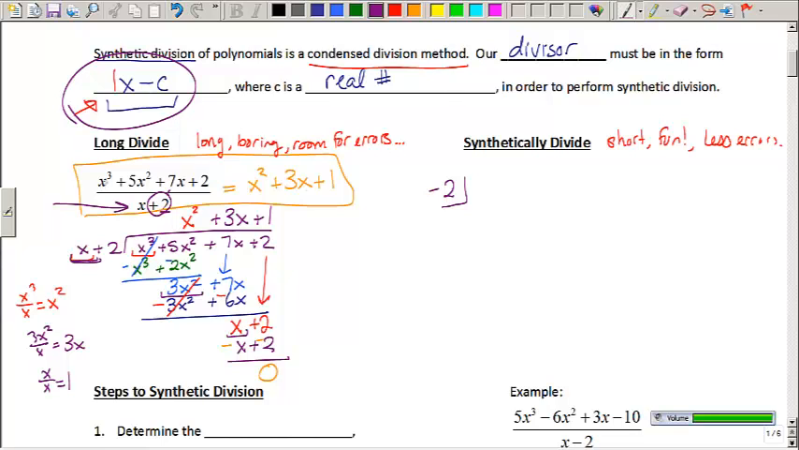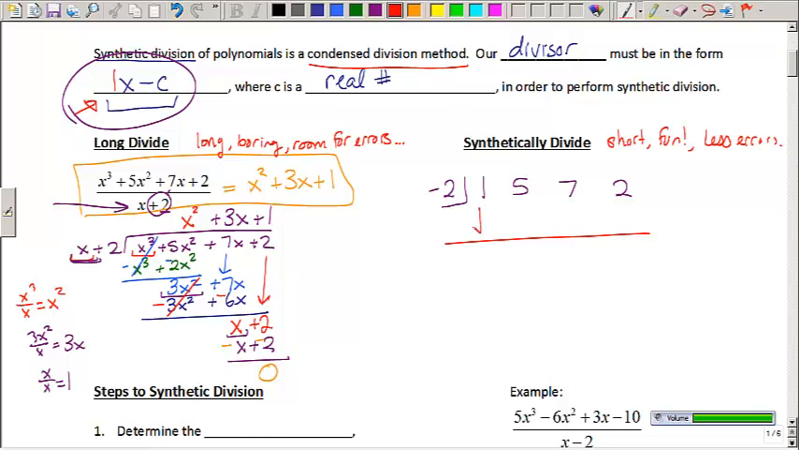Notice that after you take an x cubed and divide it by x, my answer was x squared. So my answer, I know, is going to be 1 less than the original dividend. So I am only going to be focusing on the coefficients, or the numbers in front, instead of the letters or the variables. My coefficients here are 1 in front of the x cubed, 5 in front of the x squared, 7 in front of the x, and the constant is 2. So I'm really just using the coefficients.